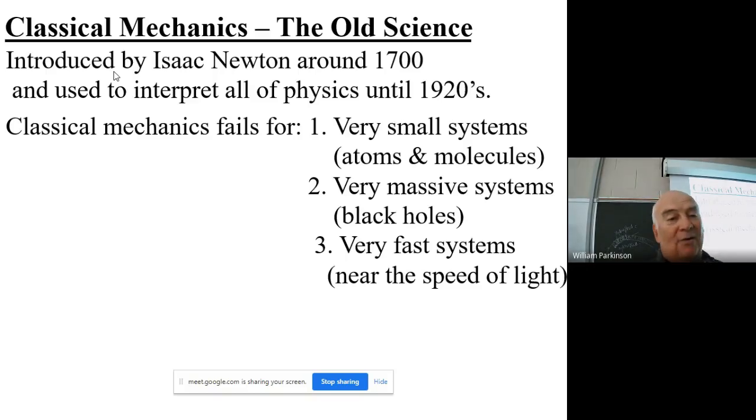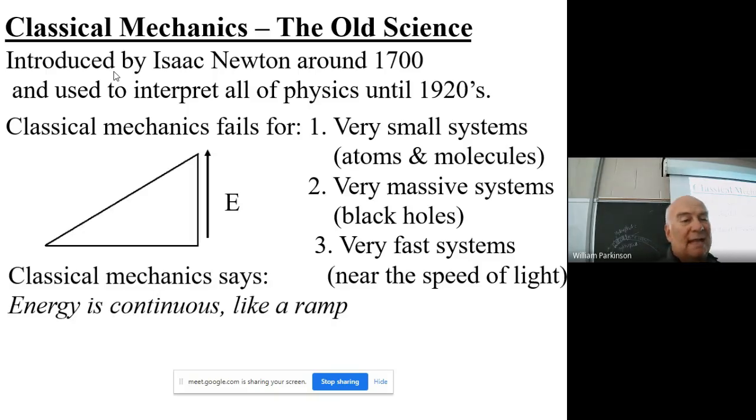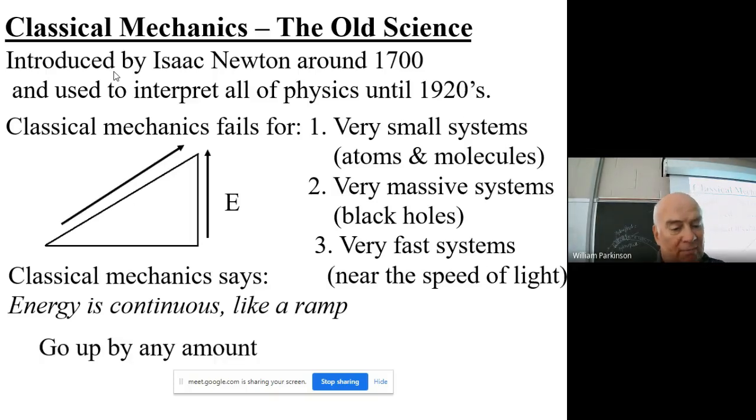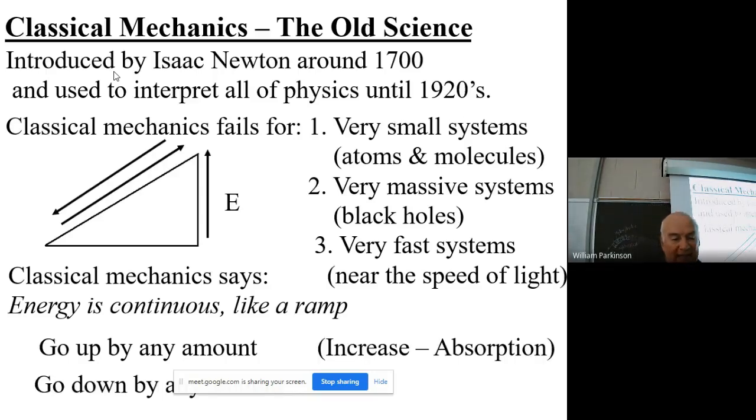Now, another of the big failures of Newton is that he thought that energy was like this, like a ramp. I did mention this when we met on Wednesday. Energy being like a ramp means I can go up in energy or add energy by any amount I want. I can go down in energy by any amount I want. And we call increasing energy absorption of energy. And when we go down the ramp, when I emit energy, I'm going to call that emission of energy. And energy is conserved in our universe.